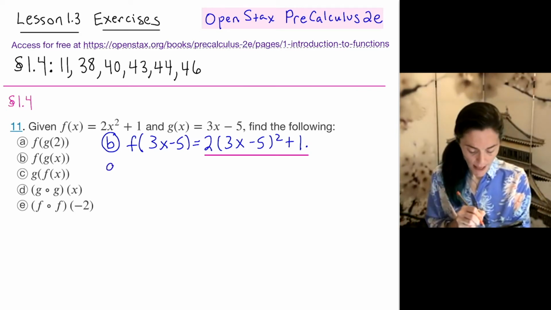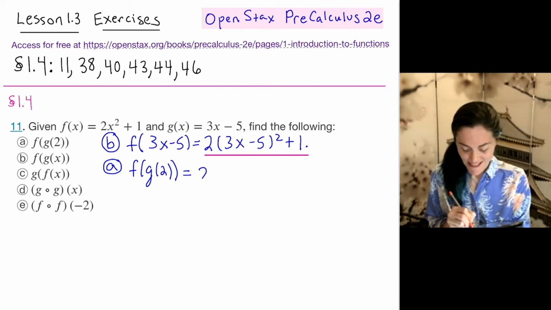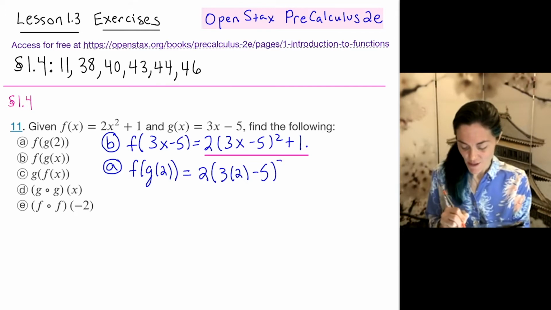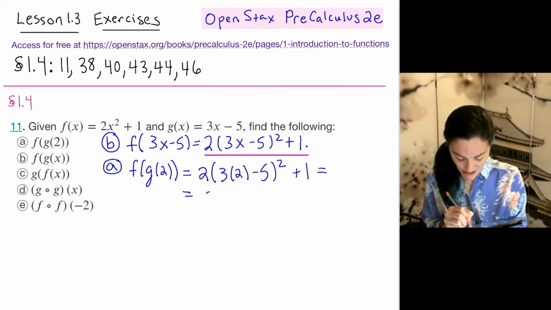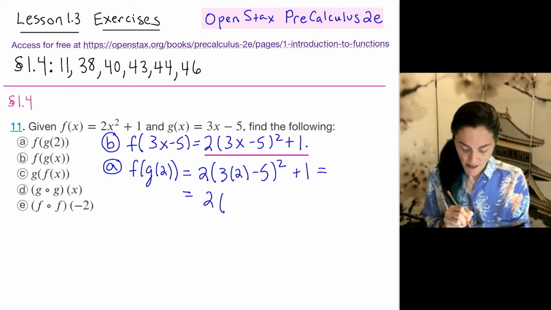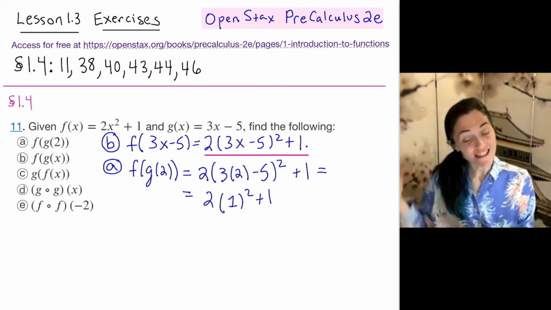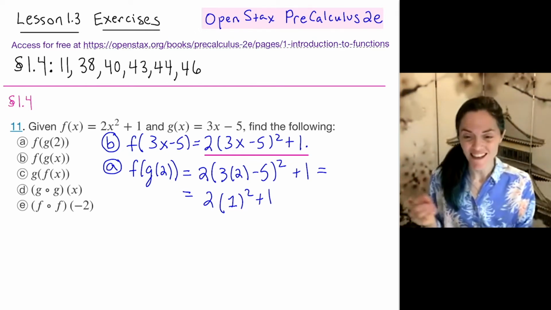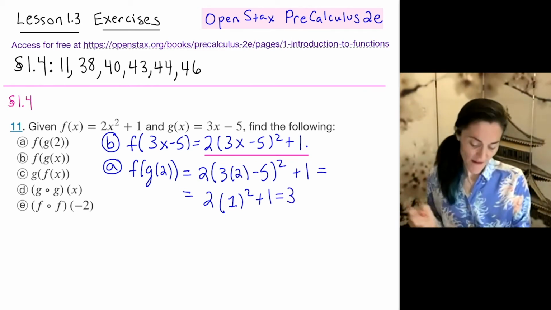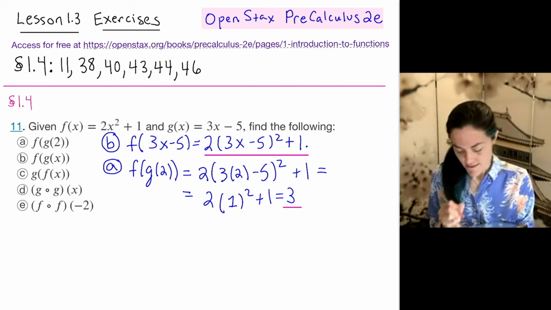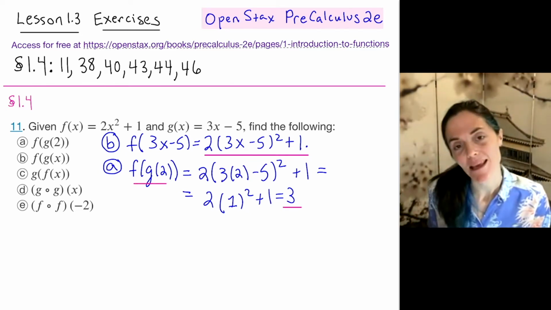Let's move on to letter A. Once I have this function, I can just evaluate at 2. So f of g of 2 is 2 times (3 times 2 minus 5) squared plus 1. This is 6 minus 5, which is 1. 2 times 1 squared plus 1 is 2 plus 1, which is 3. I found that it made my life slightly easier to do B before A.